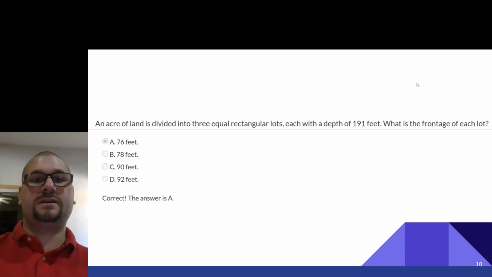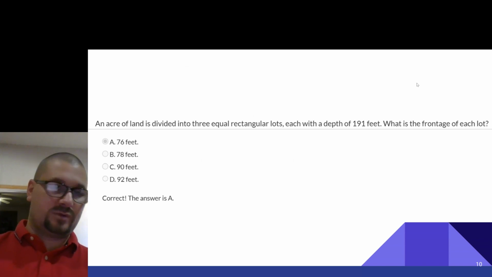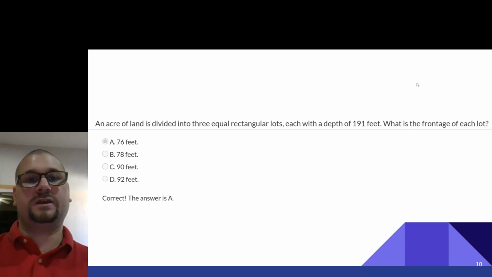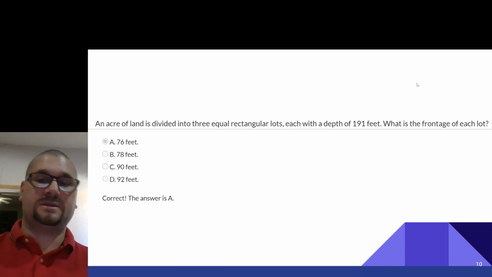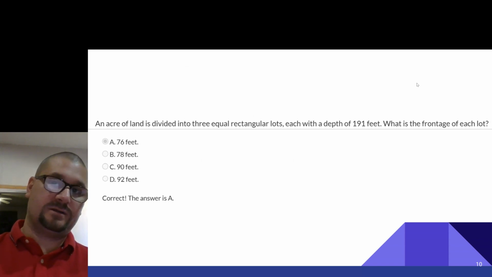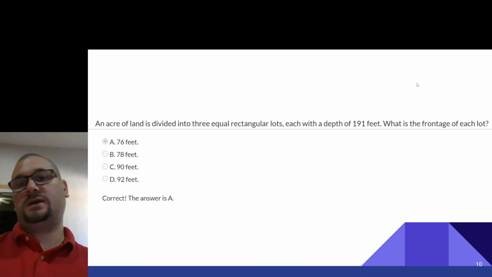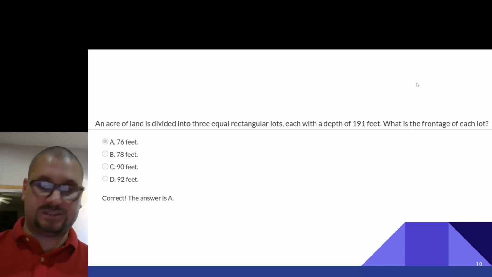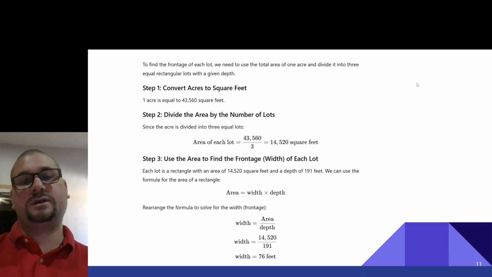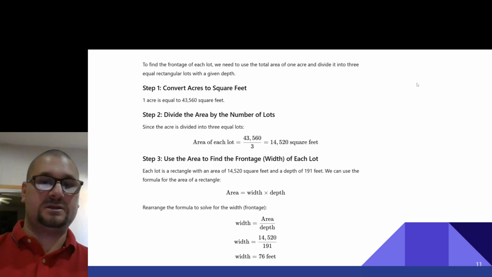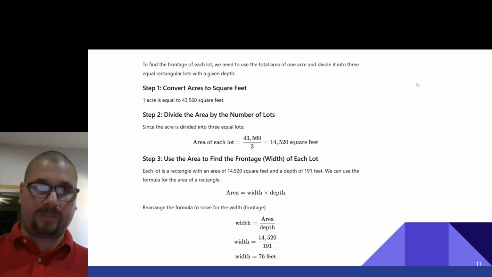Again, an acre of land is divided into 3 equal rectangular lots. So right away, you know you're going to take 1 acre, which is 43,560 square feet, divided into 3, and that's the area. And then area is width times depth. So you got the area, you got the depth, they want the width, which is the frontage, and you take your area divided by the 191, you get the 76 feet. So the area is 14,520, the width is 14,520 divided by 191 to get you 76 feet.